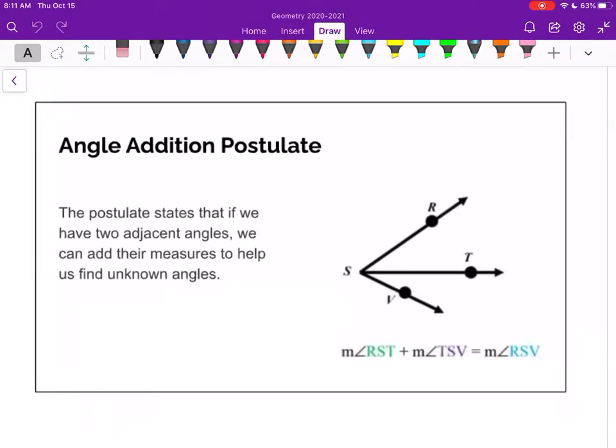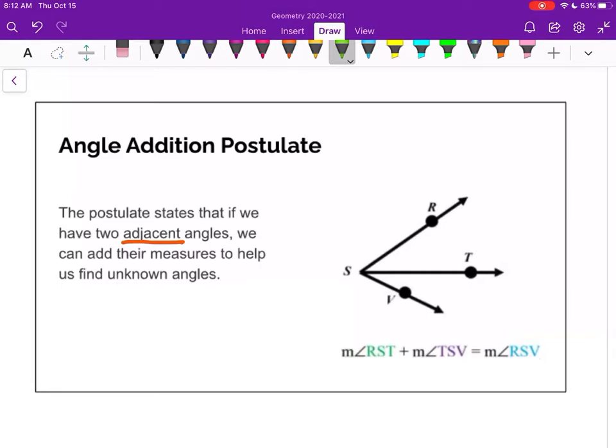The first thing we're going to talk about is the angle addition postulate, and this is very similar to what you've been doing with segments when we do segment addition. So this postulate states that if we have two adjacent angles, so adjacent means next to, and we're going to have an example of that in a little bit, we can add up their measures to find other unknown angles.